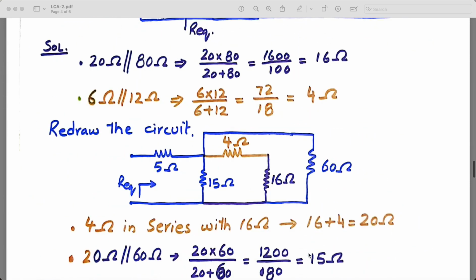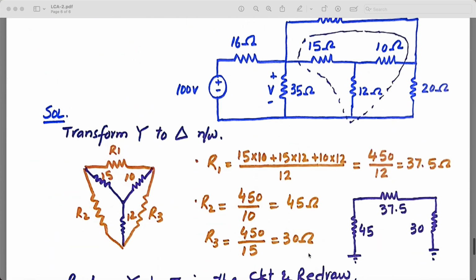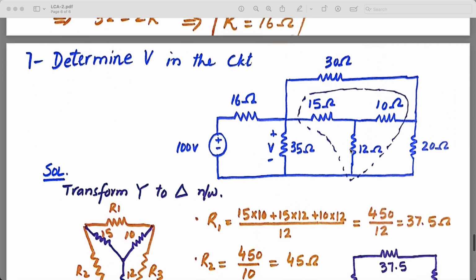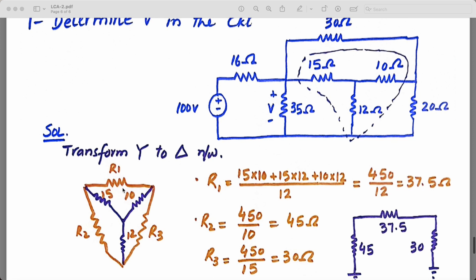So let's solve another circuit of this type. We need to calculate the voltage across this 35 ohm resistor. In order to calculate this voltage, first we have to solve that portion. If you look at that portion, it looks like a Y combination, but we can transform that Y into a delta network by using this network. So you can write Y and outside a delta.